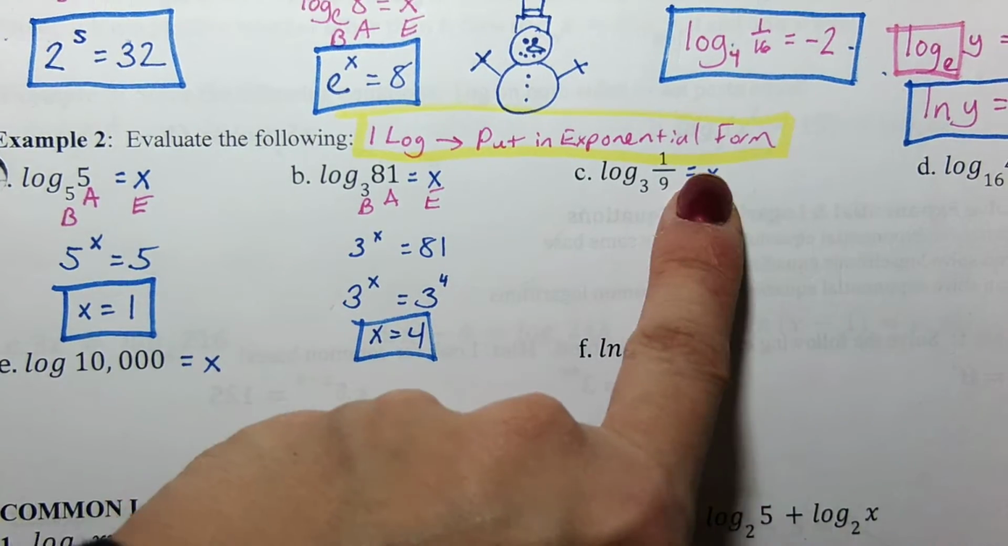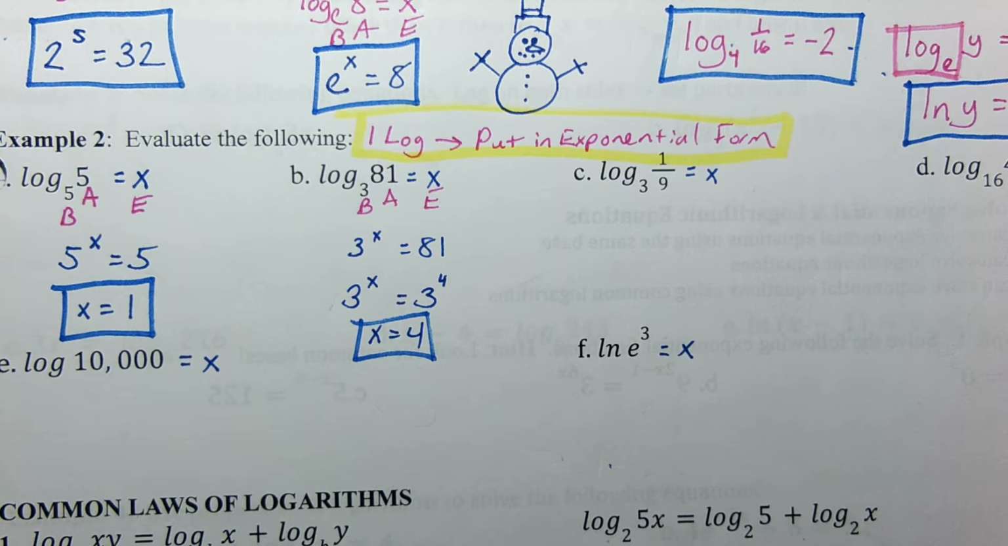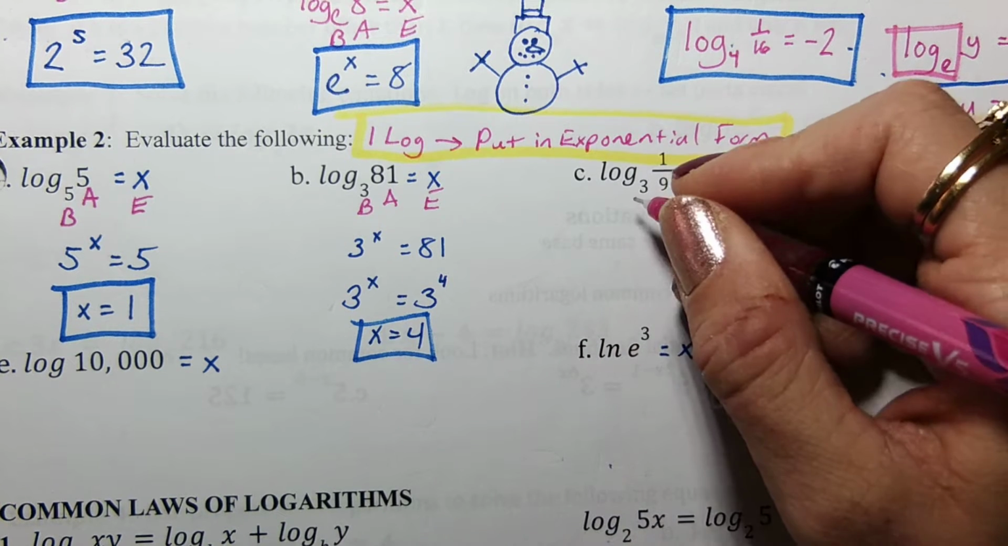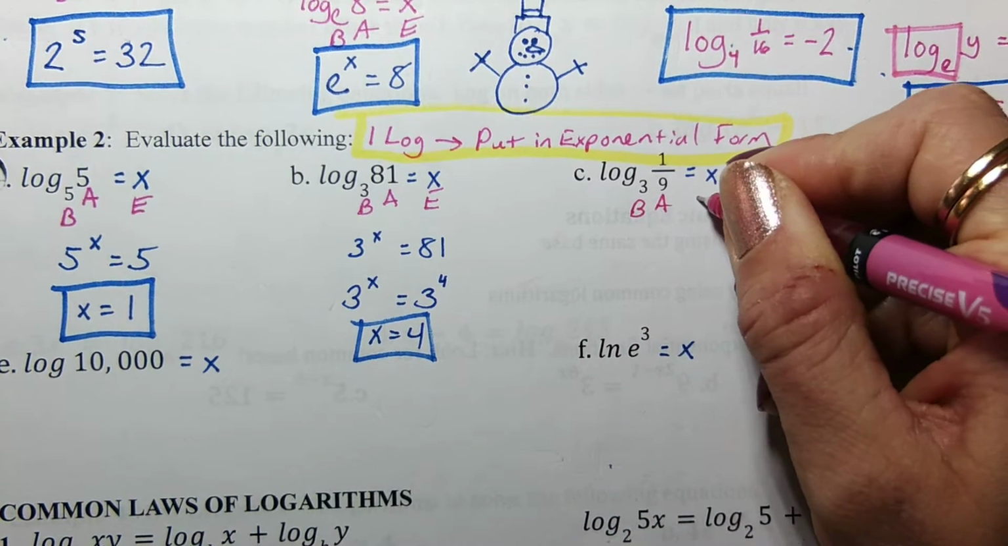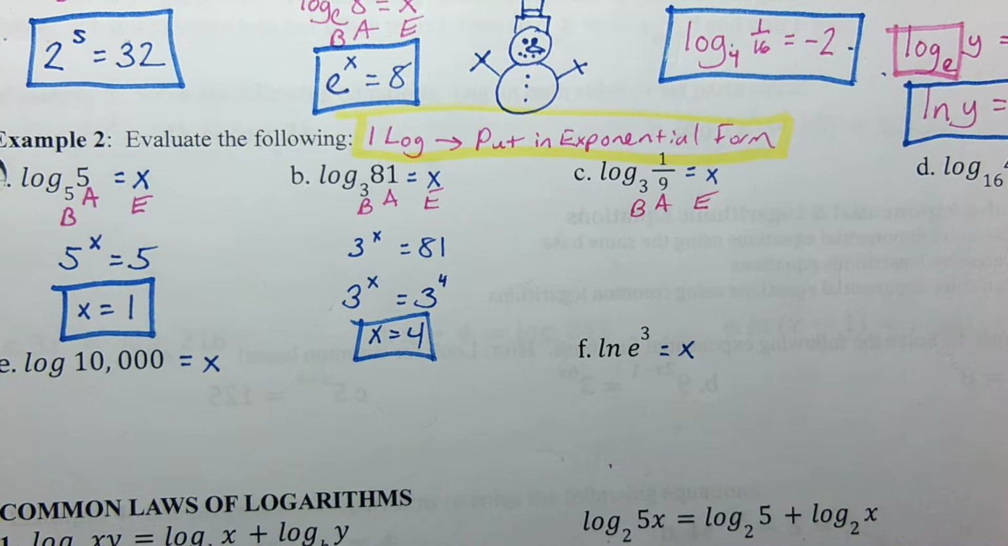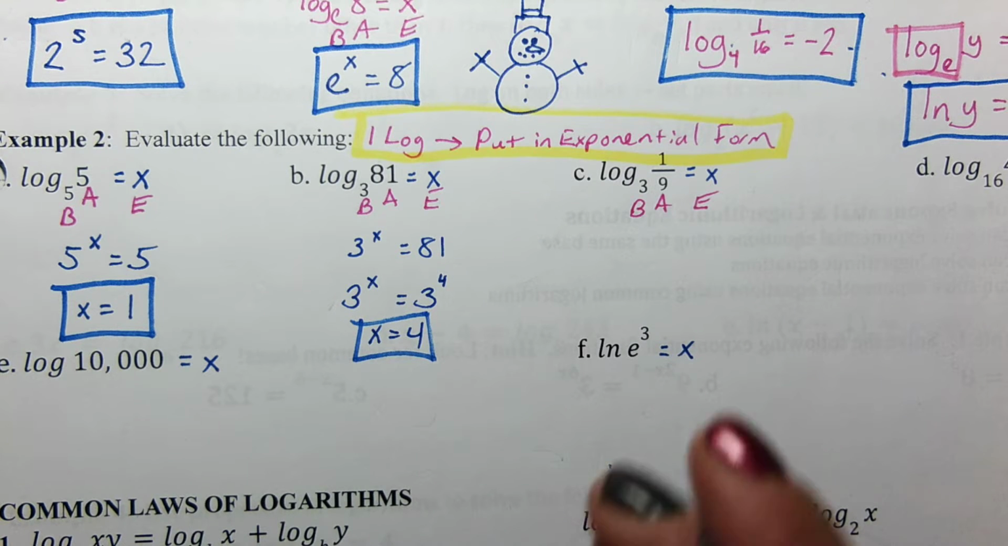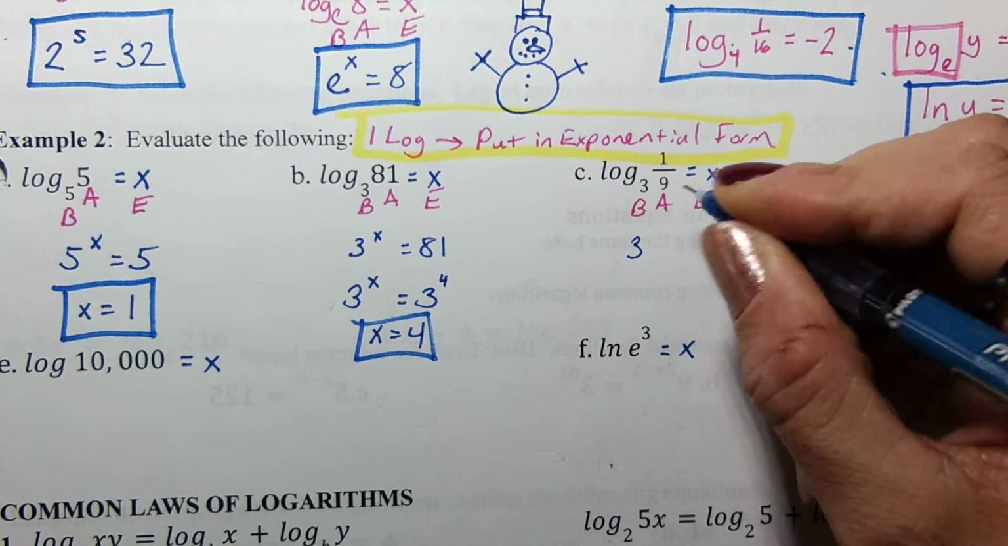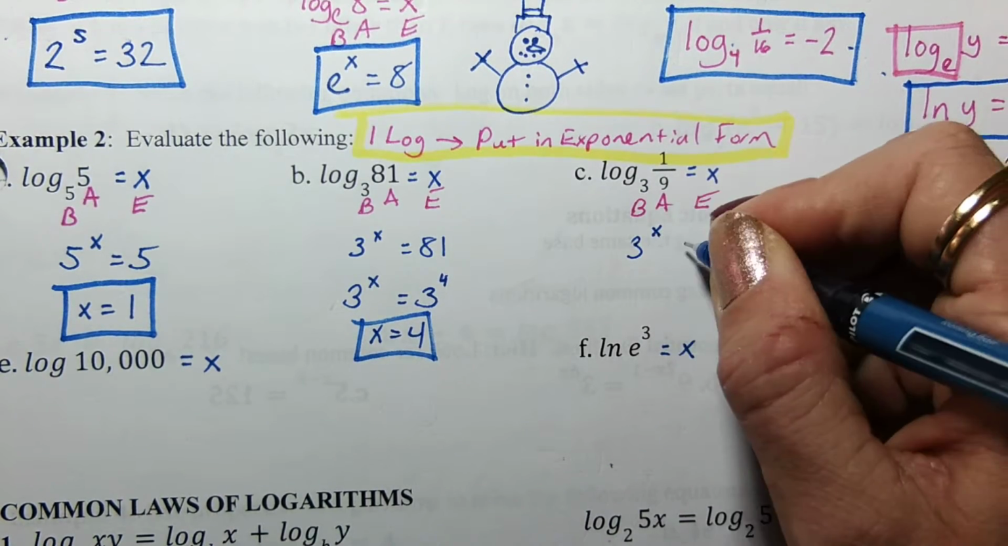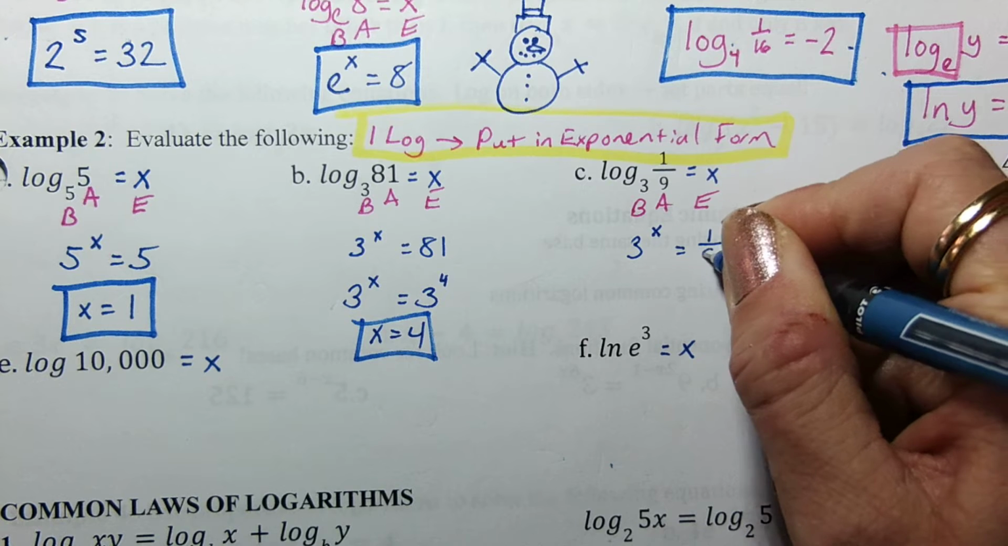So if you haven't already thrown equals x onto all of these, because when we use our mnemonic device, the elephant holding the log in his trunk and his big animal ears, we've got to have the equals x because that's going to be the exponent in our expression. So then writing the parts of exponential form, the base will be 3, the exponent will be x, and the answer is 1/9.